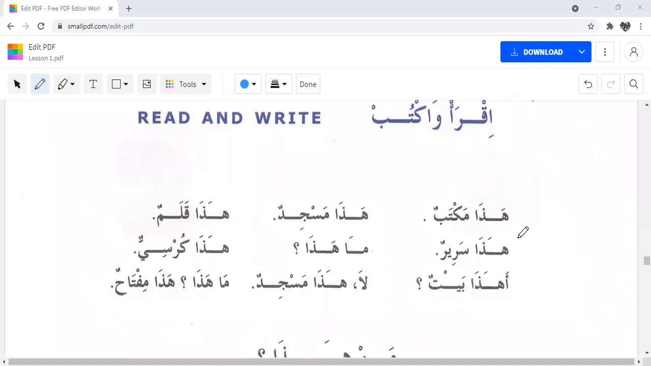This is a table, a desk. This is a masjid, a mosque. This is a pen. Perfect. Thank you. That was very good. I'm going to ask someone else to read also. We have a lot of participants, so I'd like to give everyone a chance. Thank you. Fatima Khadija.